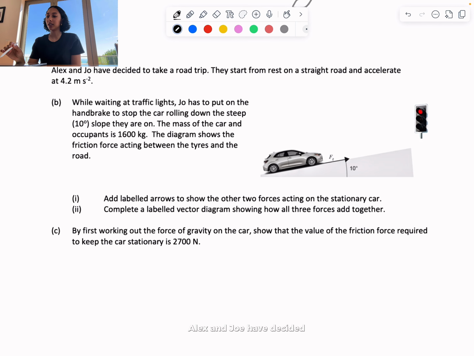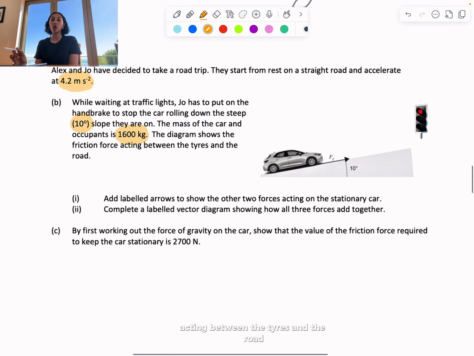Alex and Joe have decided to take a road trip. They start from rest on a straight road and accelerate at 4.2 meters per second squared. While waiting at the traffic lights, Joe has to put on the handbrake to stop the car from rolling down the steep 10-degree slope they are on. The mass of the car and the occupants is 1,600 kg. The diagram shows the friction force acting between the tires and the road, and that's what stops this car from rolling down the slope.